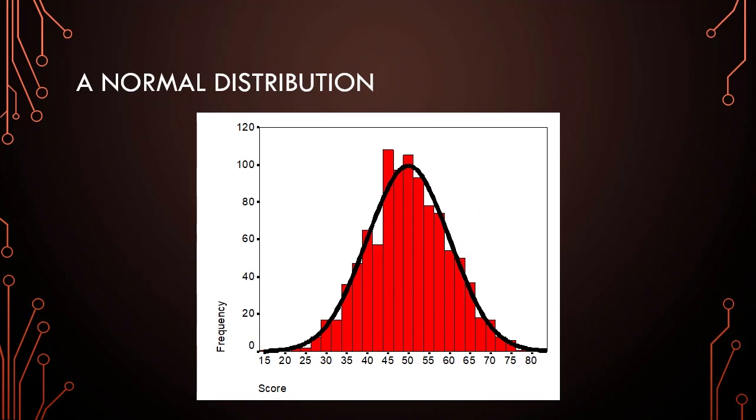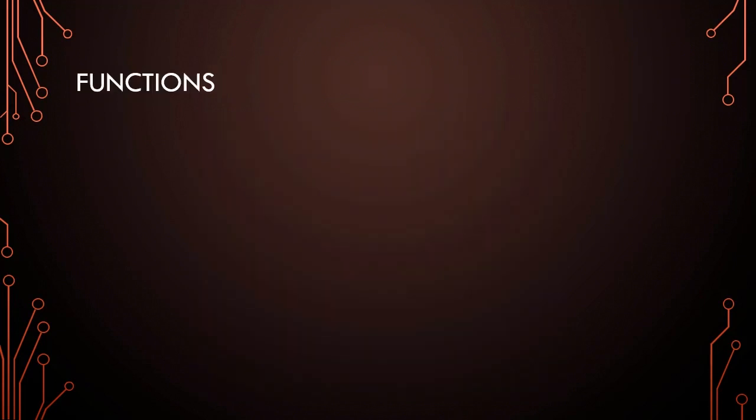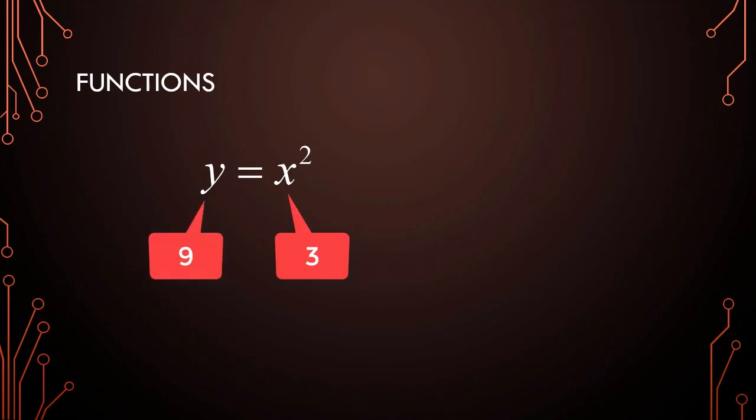Although you may have heard the term bell curve more than you've heard normal distribution, statisticians seldom use the term bell curve. They refer to normal distributions. Every mathematical model is a mathematical function. Functions are like machines. We put numbers into the function and numbers come out. The squaring function is an example. We put in the number 3, we get out the number 9, because 3 squared equals 9.